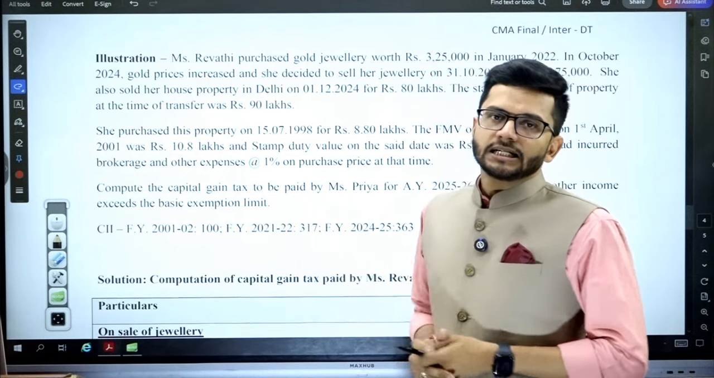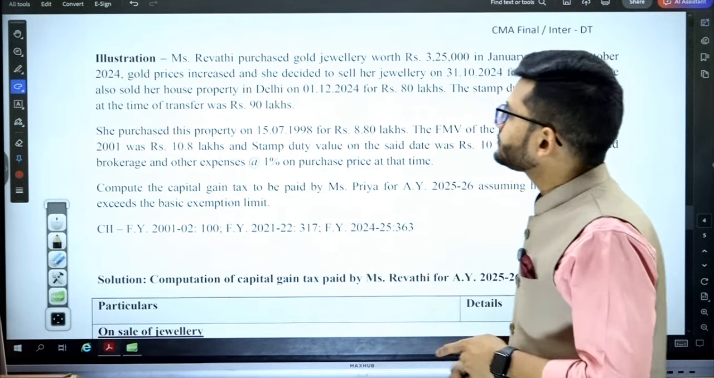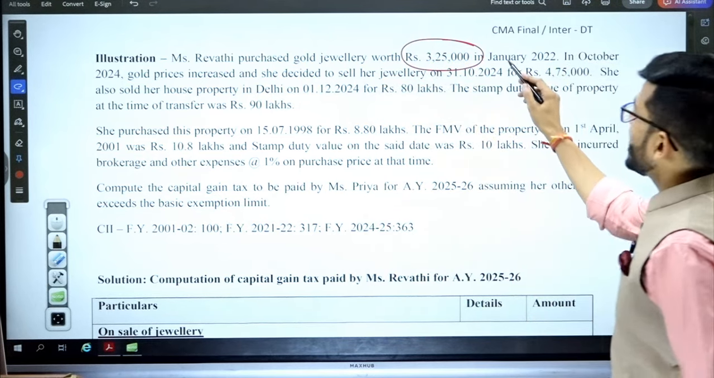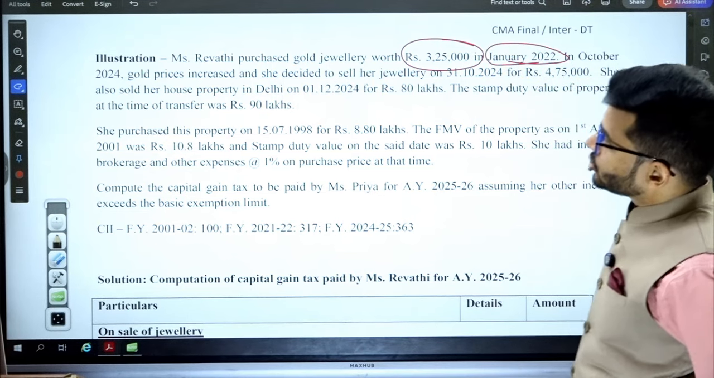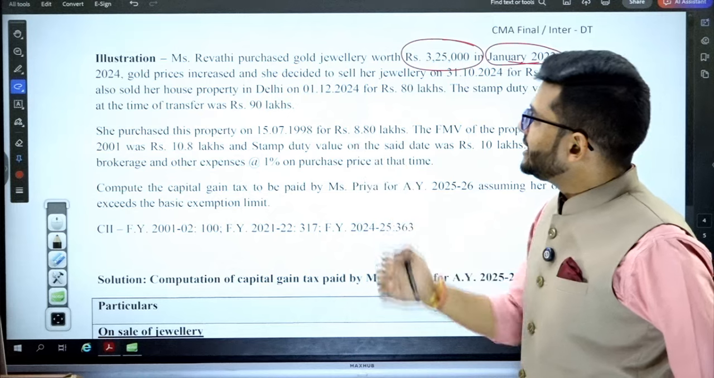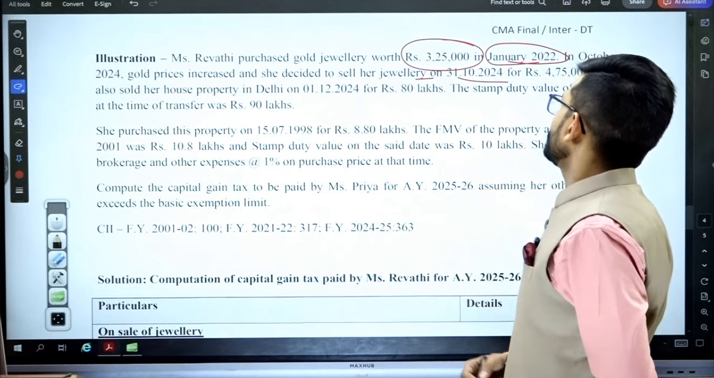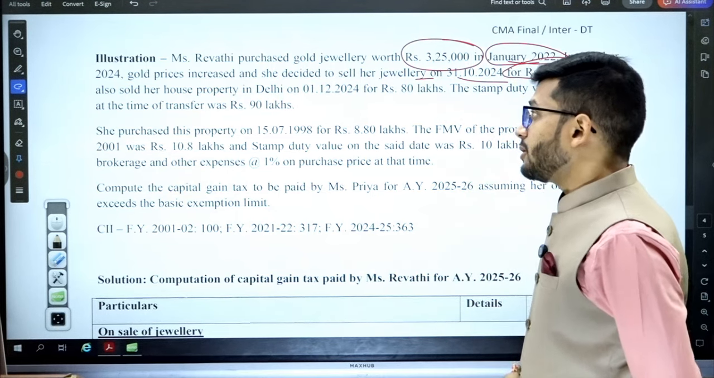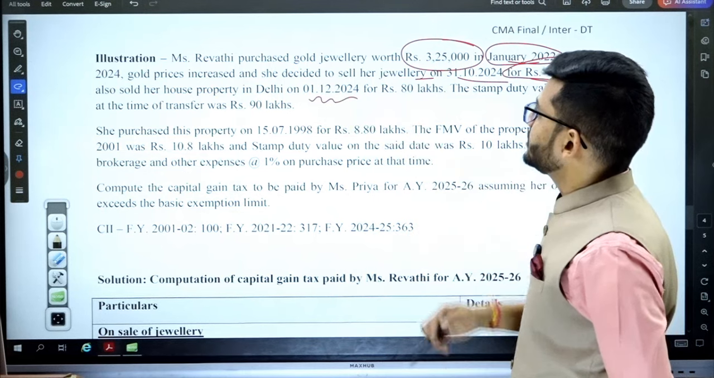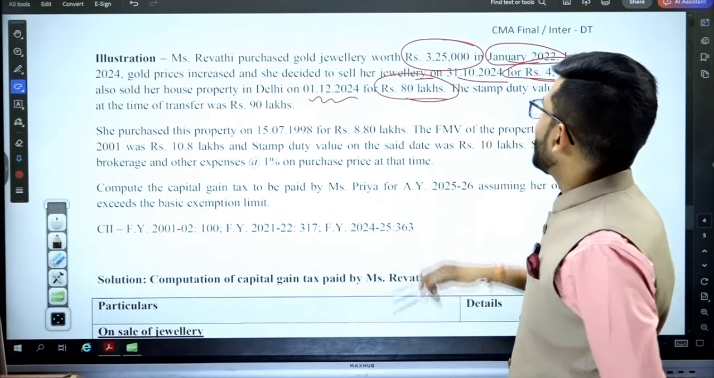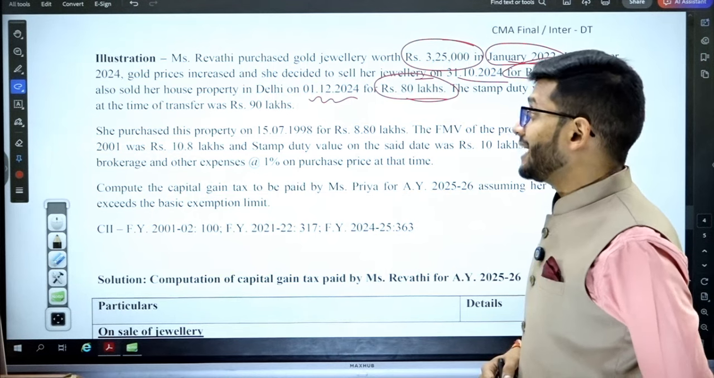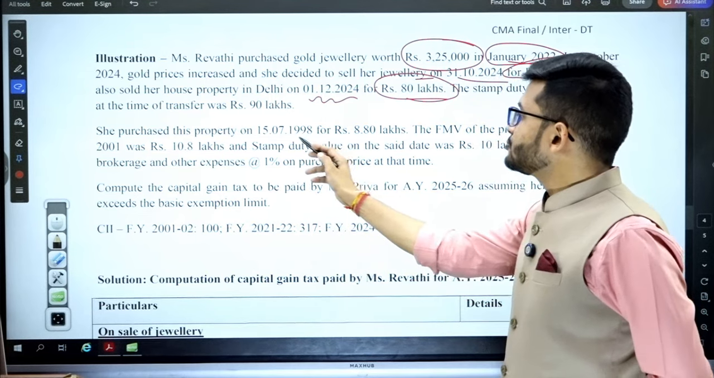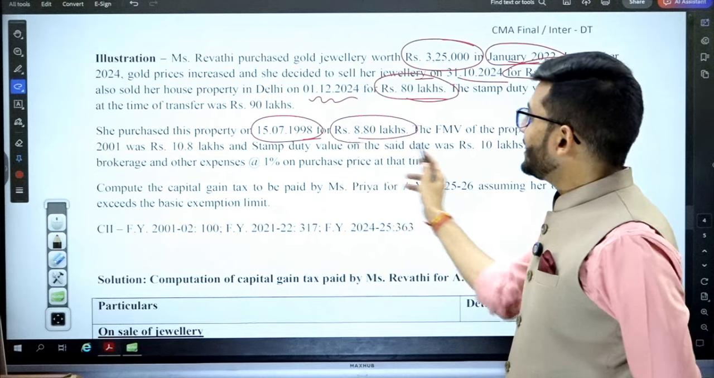Okay, sir, got it. Let's start an illustration on this particular amendment. Miss Revati purchased gold jewelry worth 3,25,000 in January 2022. In October 2024, the gold prices increased and she decided to sell her jewelry on 31st October 2024 for 4,75,000. She also sold her house property in Delhi on 1st December 2024 for rupees 80 lakhs. The stamp duty value of the property at the time of transfer was 90 lakh rupees. She purchased this property on 15 July 1998 for 8,80,000.